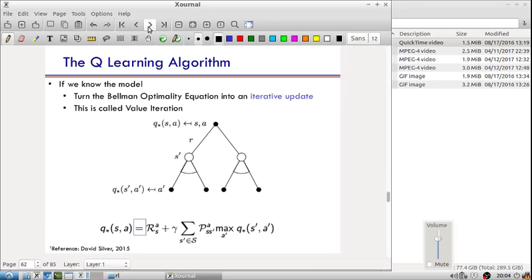So let's skip this slide. Here again, I'm repeating the same thing. If you know the model, then you turn the Bellman optimality equation into an iterative update by computing the right hand side and setting it to the left hand side. So in this diagram, this was the optimality equation. I'm just going to replace this equal to with directionality, saying I'm going to compute this first, update on the right hand side, compute this again, update on the right hand side, and so on. So that's what I'll do if I knew the model.